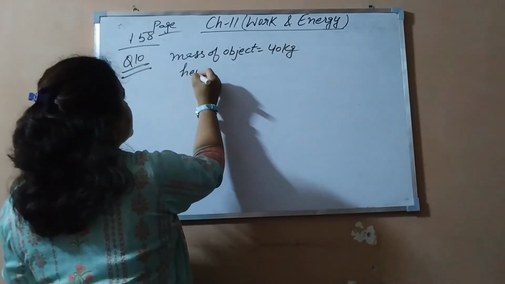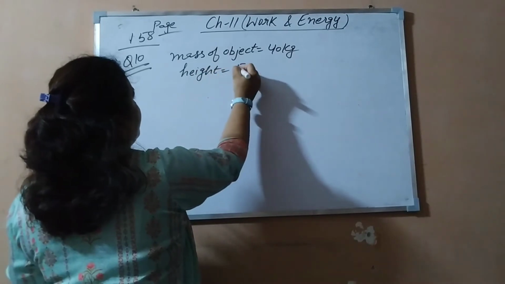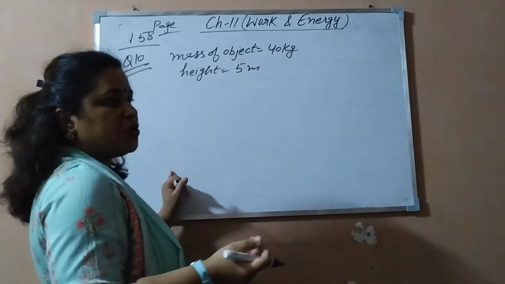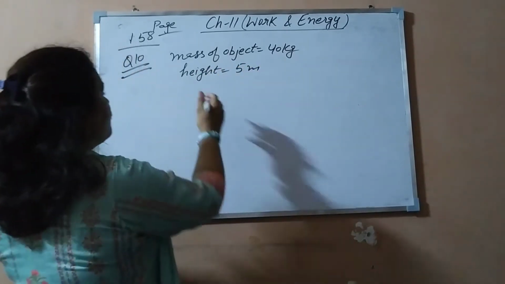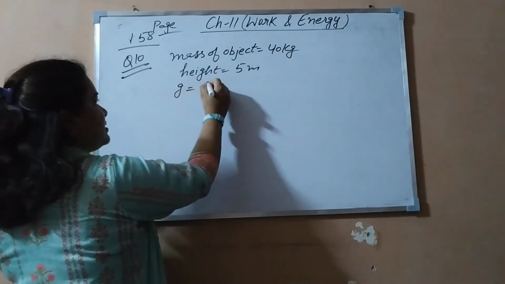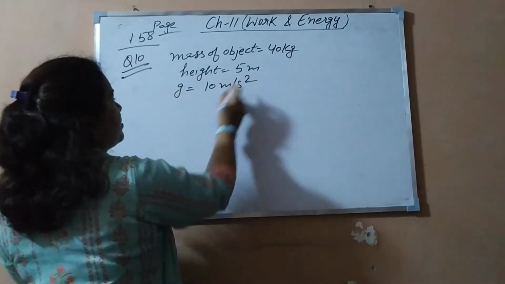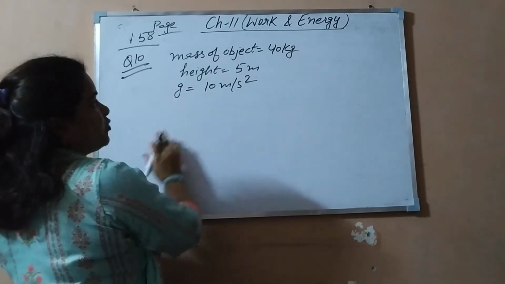And to which height is it to be raised? That is given, 5 meter. Here the acceleration due to gravity value is not given, so we can take it as approximately g is 10 meter per second square.